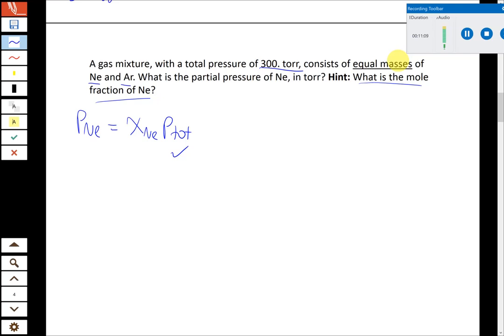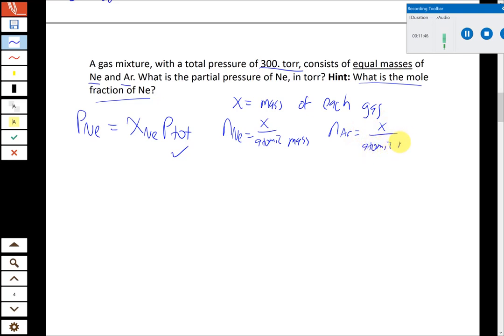Now, we could do this algebraically or in sort of unknown terms. So what we could say is that X is the mass of each gas, since we have equal masses of each, which we don't know what it is, but it's the same number for each. And then we would say that the moles of neon are going to be X divided by the atomic mass of neon, and then the moles of argon are going to be X divided by the atomic mass of argon.